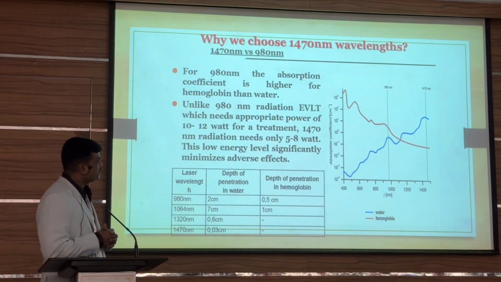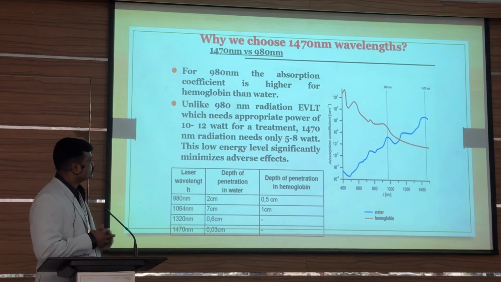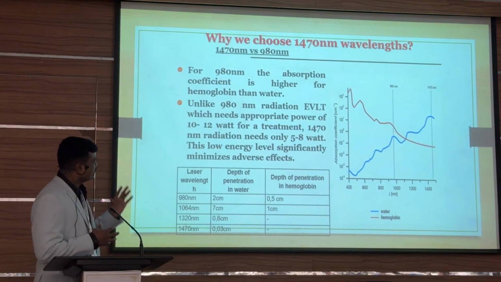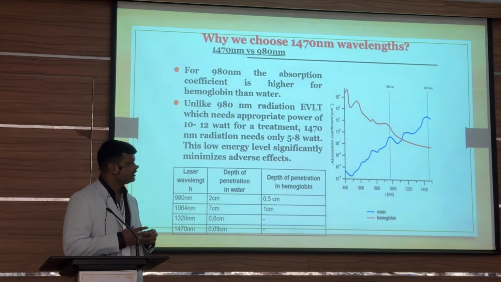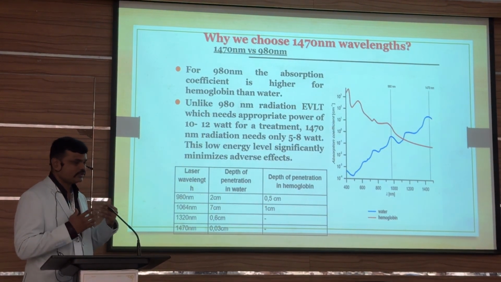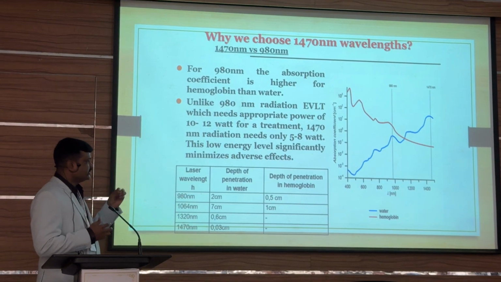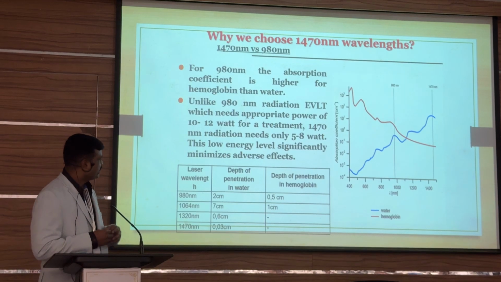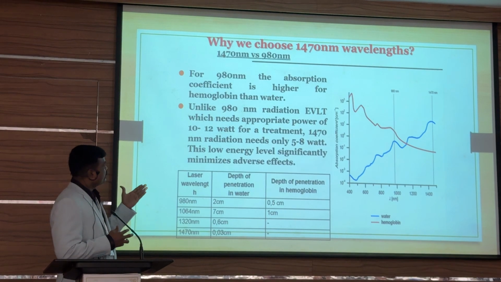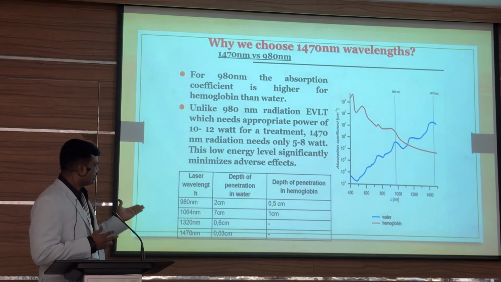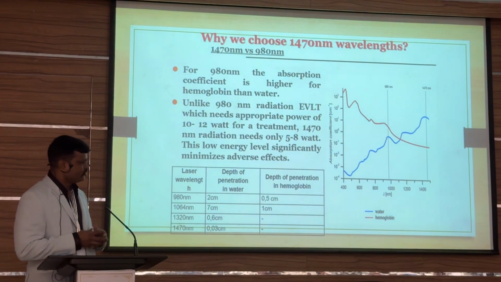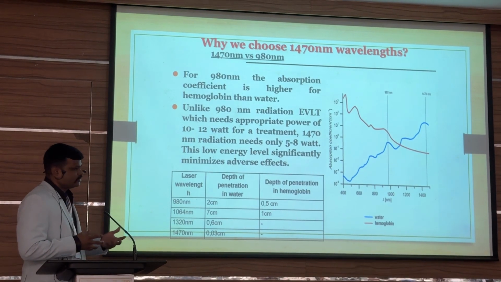The basic difference is that for the 980 nanometer laser wavelength, the absorption coefficient is higher for hemoglobin than water. With 980 nanometer radiation, endogenous laser treatment needs appropriate power of 10 to 12 watts, and with 1470, the laser treatment needs hardly 5 to 8 watts. This is a low energy level, which significantly minimizes the adverse effects. The depth of penetration for 980 nanometer in water is 2 centimeters and in hemoglobin is 0.5 centimeter, while that of 1470 nanometer is 0.003 centimeter.